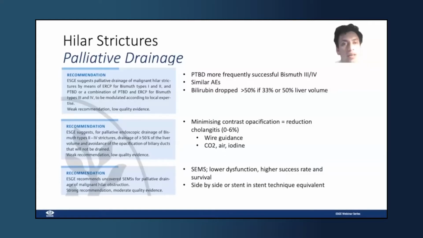And your bilirubin will drop more than 50% if up to 33 to 50% of liver volume is drained. If there is less than this, it may not be worthwhile undertaking the procedure. Now, during palliative drainage, one should try and minimize the opacification of biliary ducts that will not be drained, and there are ways in which this can be done. ESGE does recommend the use of uncovered SEMS for palliative drainage of malignant hilar obstruction with lower rates of stent dysfunction and a higher success rate.